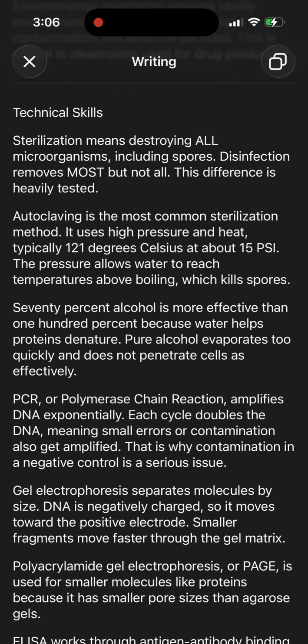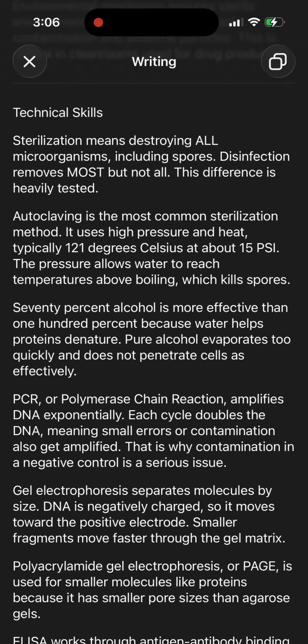Safety. Personal protective equipment includes gloves, goggles, lab coats, and sometimes respirators. The level of PPE depends on the biosafety level. Biohazard waste must be autoclaved or chemically disinfected before disposal. Sharps must go into special containers to prevent injury. Safety data sheets provide detailed information about chemical hazards, handling, storage, and emergency procedures. Always follow SDS instructions during spills.